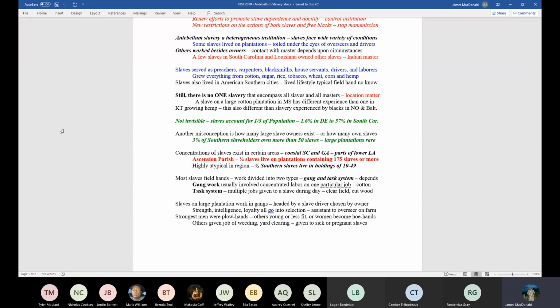If you are a slave on a large cotton plantation in Mississippi, you have a very, very different experience from a slave in Kentucky growing hemp. The cycle of when you worked, how much you worked, harvesting, and everything was very different. And the slave who worked on a cotton plantation in Mississippi or hemp in Kentucky had a different experience than those African Americans in New Orleans or in Baltimore. But slavery is not an invisible institution.